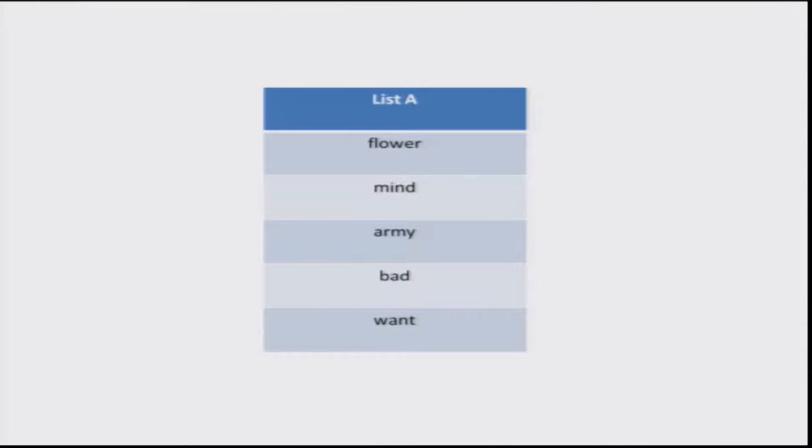This was list A. Now list B: smell, brain, navy, good, need. Now I want you to recall words from list A. Army. Okay. Want. Flower. Bad. All right. That's it. Okay. Thank you.